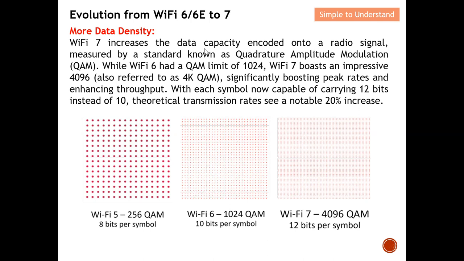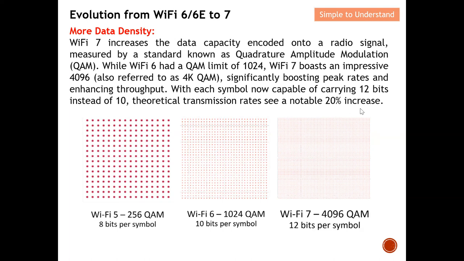Wi-Fi 7 increased the data capacity encoded onto a radio signal, measured by a standard known as quadrature amplitude modulation, QAM. For Wi-Fi 7, they have 4096 QAM. In short, the higher the QAM, the more data you are able to send in one go. While Wi-Fi 6 had a QAM limit of 1024, Wi-Fi 7 boasts an impressive 4096, also known as 4K QAM, significantly boosting peak rates and enhancing throughput, with each symbol now capable of carrying 12 bits instead of 10. For Wi-Fi 6, they can only carry 10 bits per symbol, but for Wi-Fi 7, we can support up to 12 bits per symbol. So the theoretical transmit rate increased by 20%.